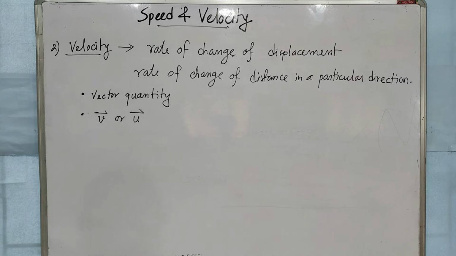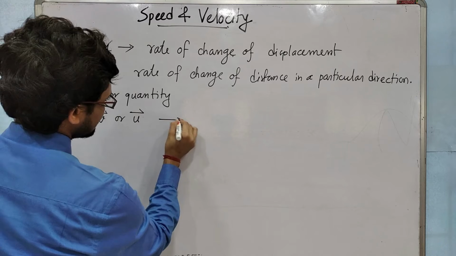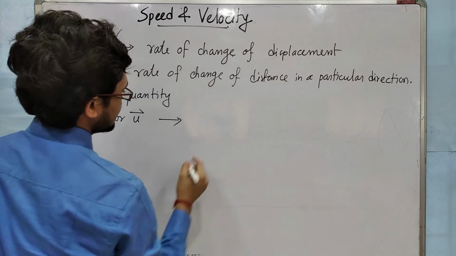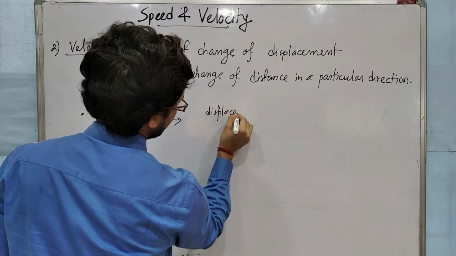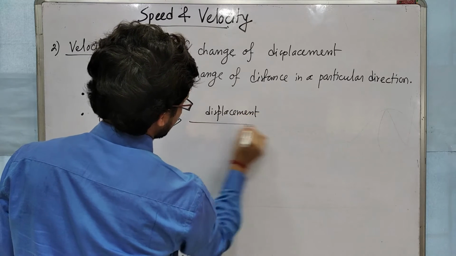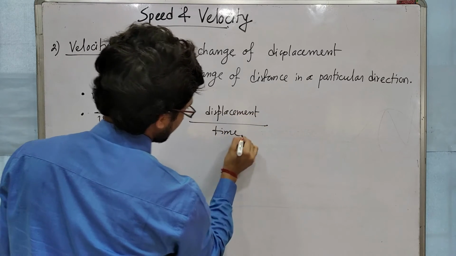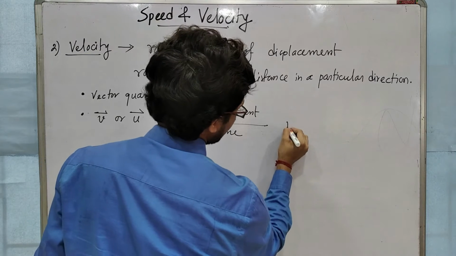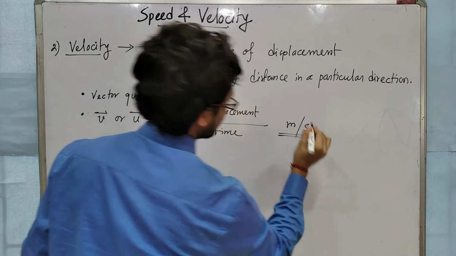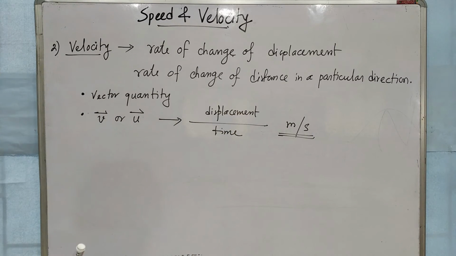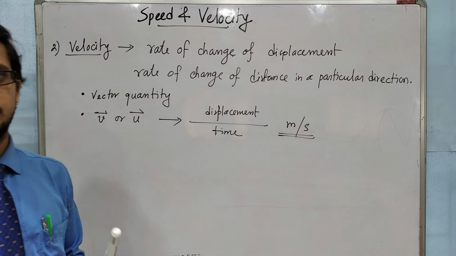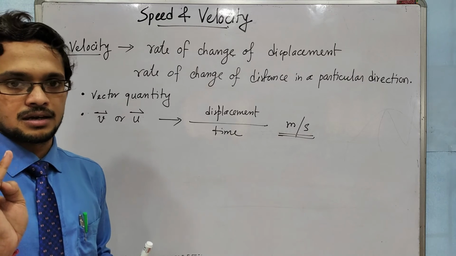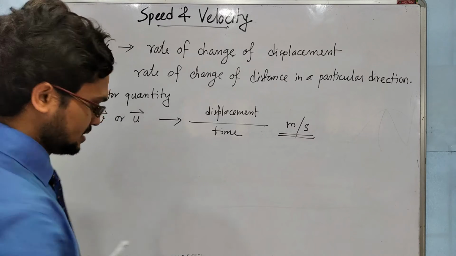Its unit will be the same as the rate of change of displacement. So its formula will be displacement by time, and its unit will be meter per second. Displacement is measured in meter. Here also we will see the four types of velocity: uniform, non-uniform, instantaneous, and average.